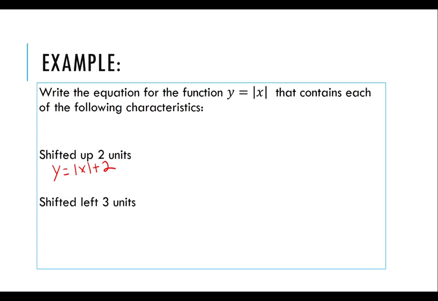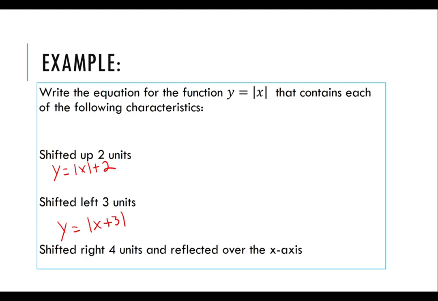If I want to shift it left 3 units, this is horizontal stuff, so it's got to be on the inside of the function. So that's going to be y is equal to the absolute value of x, left 3 is actually plus 3, all in absolute value. Once again, horizontal is inside the function.